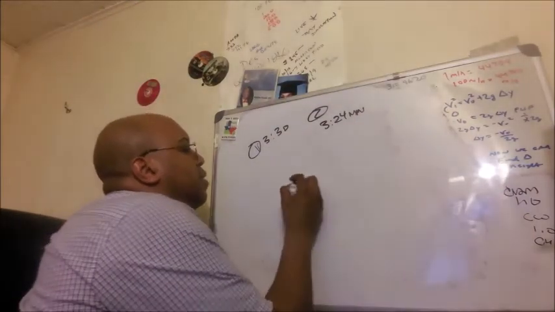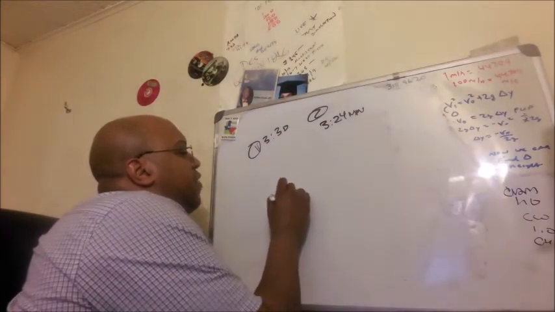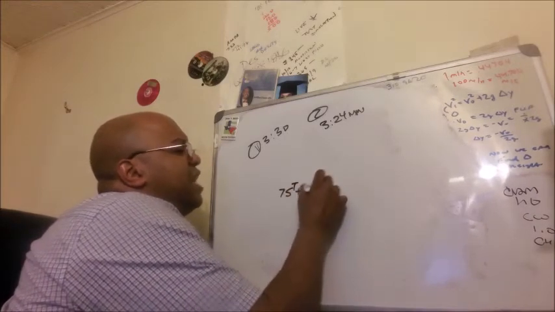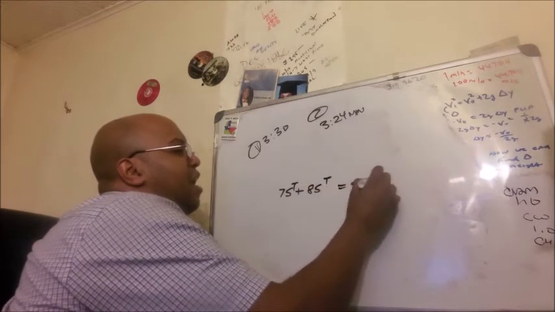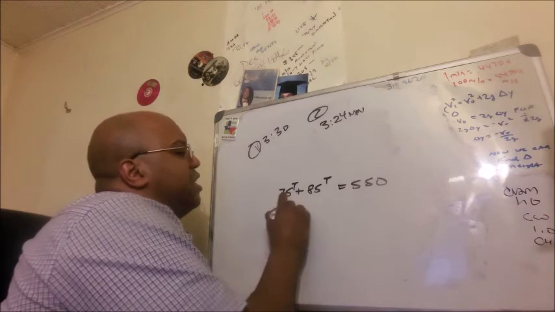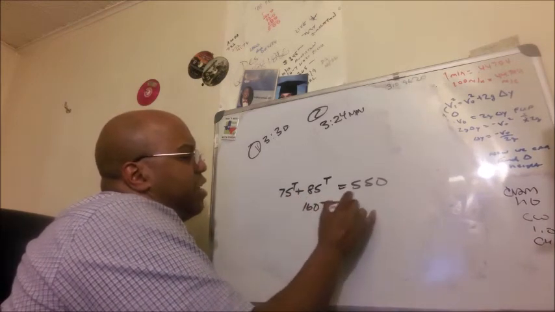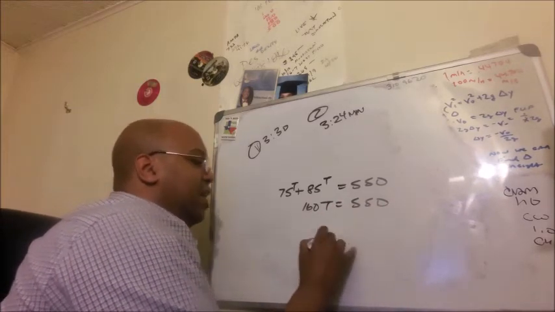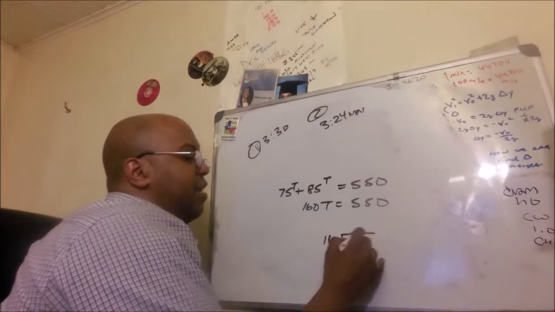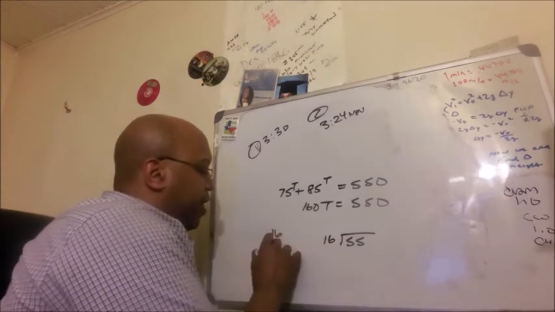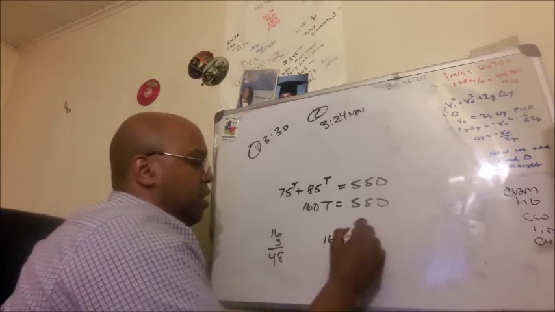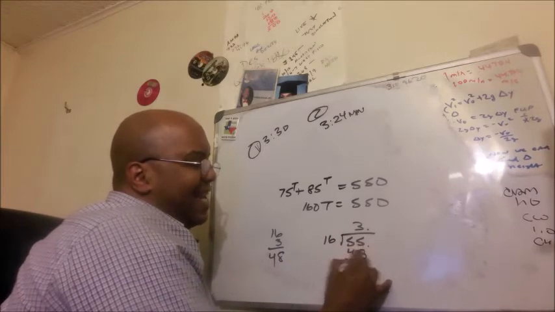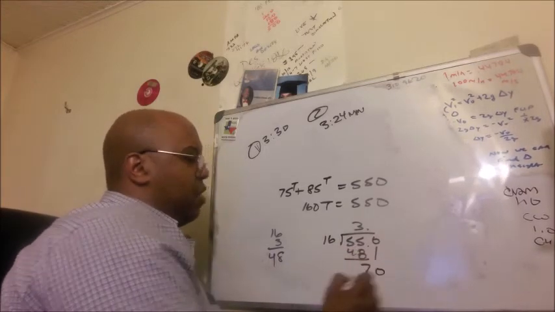Okay, 75 and 85, 550. 75T and 85T equals 550. All right, 160T equals 550. Again, I'm not going to deal with that. You just cancel out the zero. 16, 3, 18, 48, 3 hours. Place my decimal, 48, 7, add a 0, drop a 0.